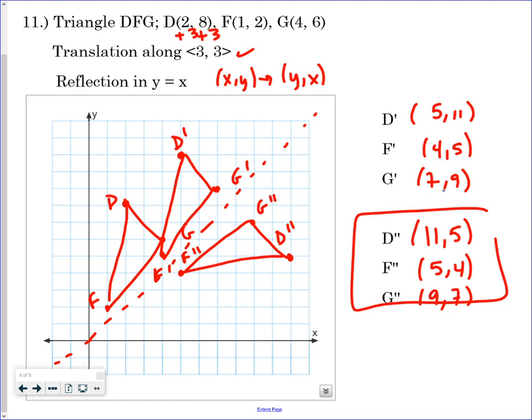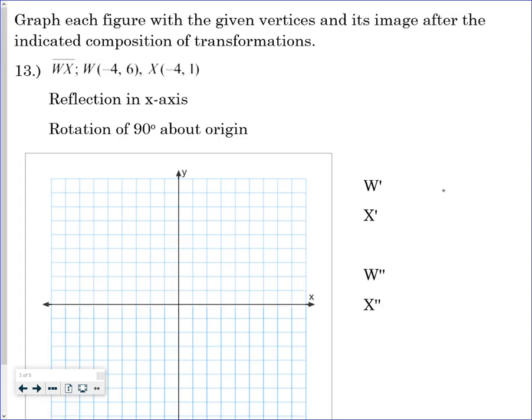Does that make sense? Okay. If it said to graph everything, you need to graph everything anyway. All right? Anyone still need that? Okay. Graph each figure with the given vertices and its image after the indicated composition of transformations.